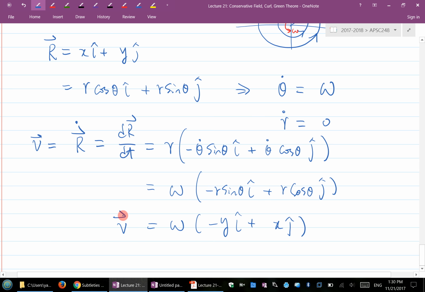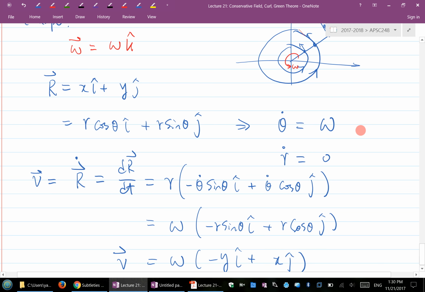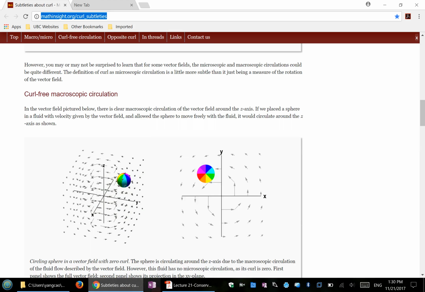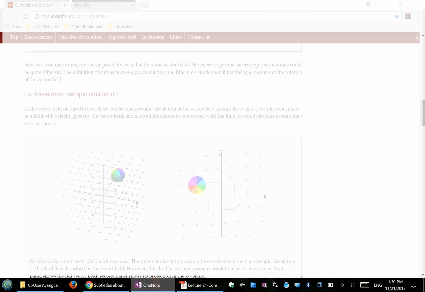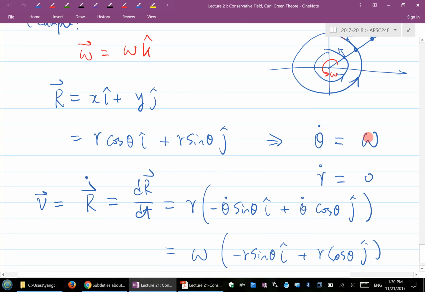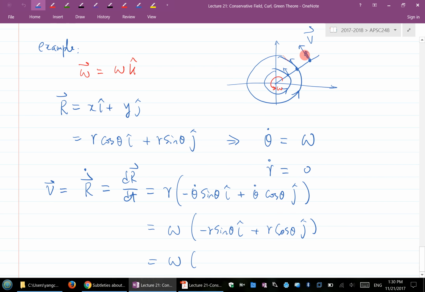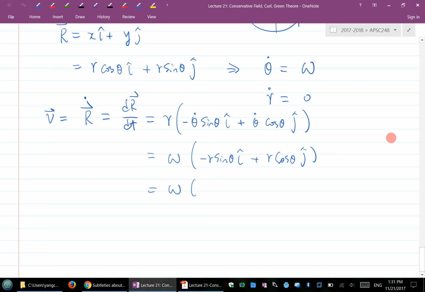If you sketch it out, it's exactly what I just showed you here. And that's your velocity field, this is v here. As it gets further away from the origin, you get a faster velocity for the flow. Okay, so I've got the velocity field now.